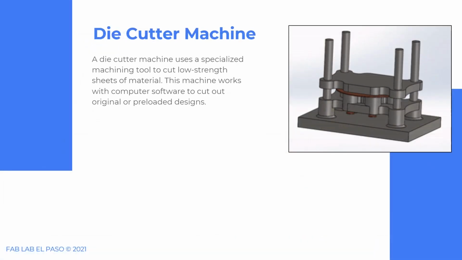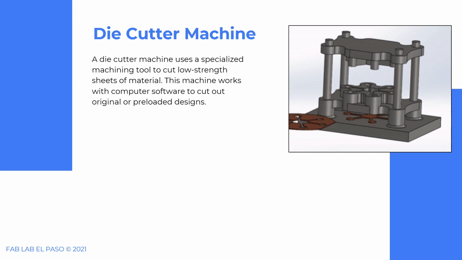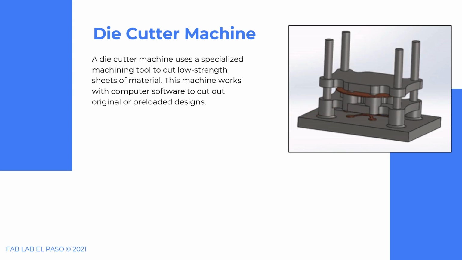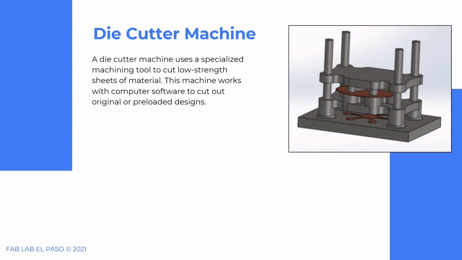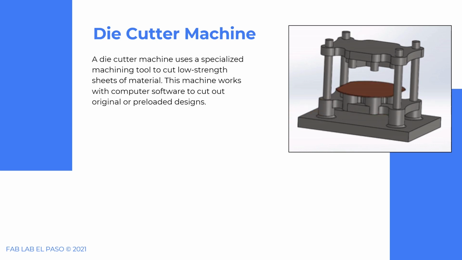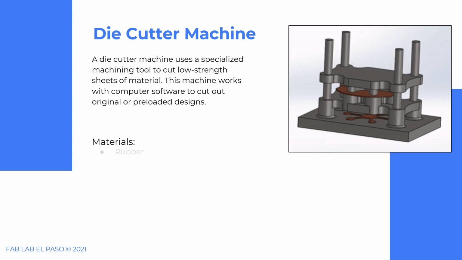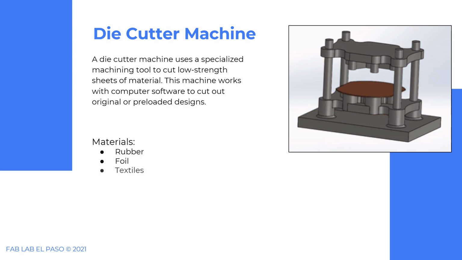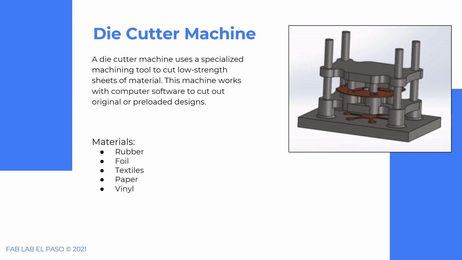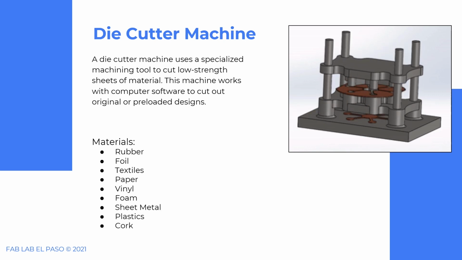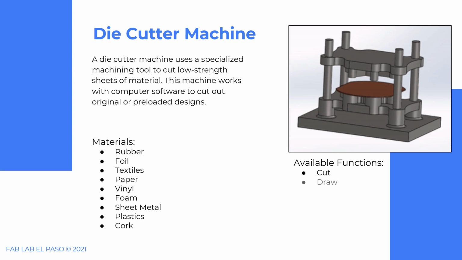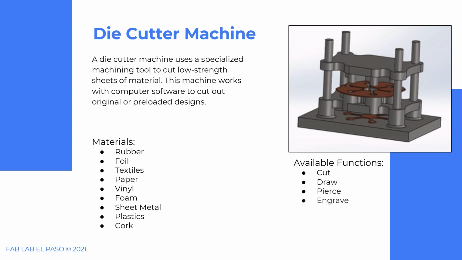A die cutter machine uses a specialized machining tool to cut low-strength sheets of material. Die cutters may be manual or digital. Digital die cutters use computer software to cut out original or preloaded designs. A die machine can cut sheets of rubber, foil, textiles, paper, vinyl, foam, sheet metal, plastics, and cork. Die machines do not only cut, but also draw, pierce, engrave, emboss, score, and perforate materials.